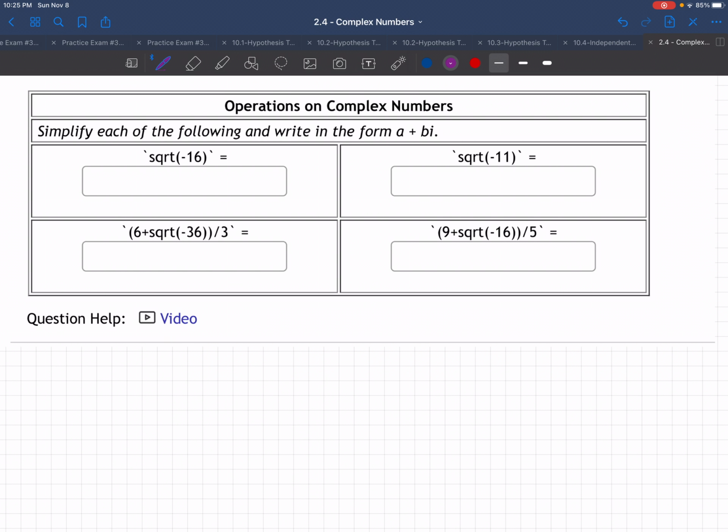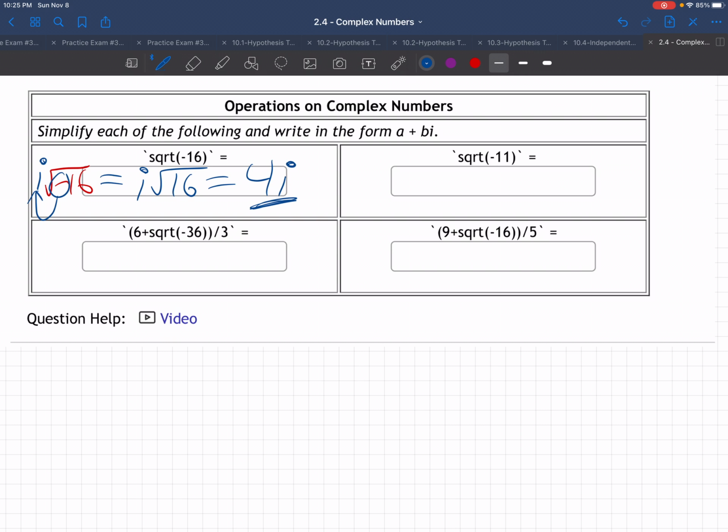Okay, so here's an example in which we have 4 different problems in one. Let's start with this one. Square root of negative 16. Well, we've learned that negatives inside of a square root come out as an i. So this becomes i square root of regular 16, and the square root of regular 16 is 4. So it's just 4i.